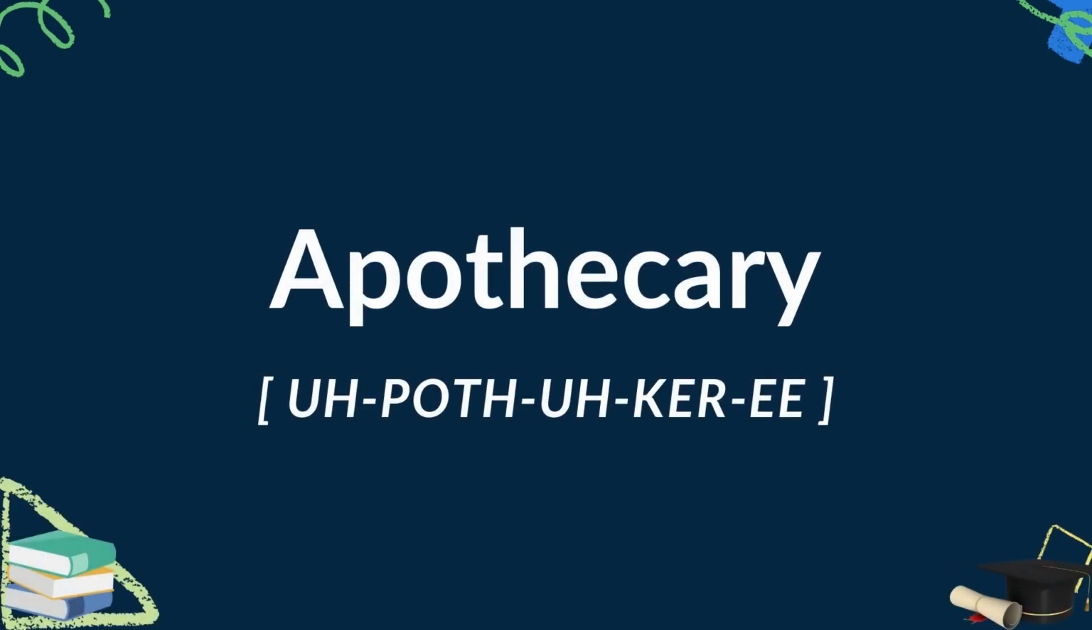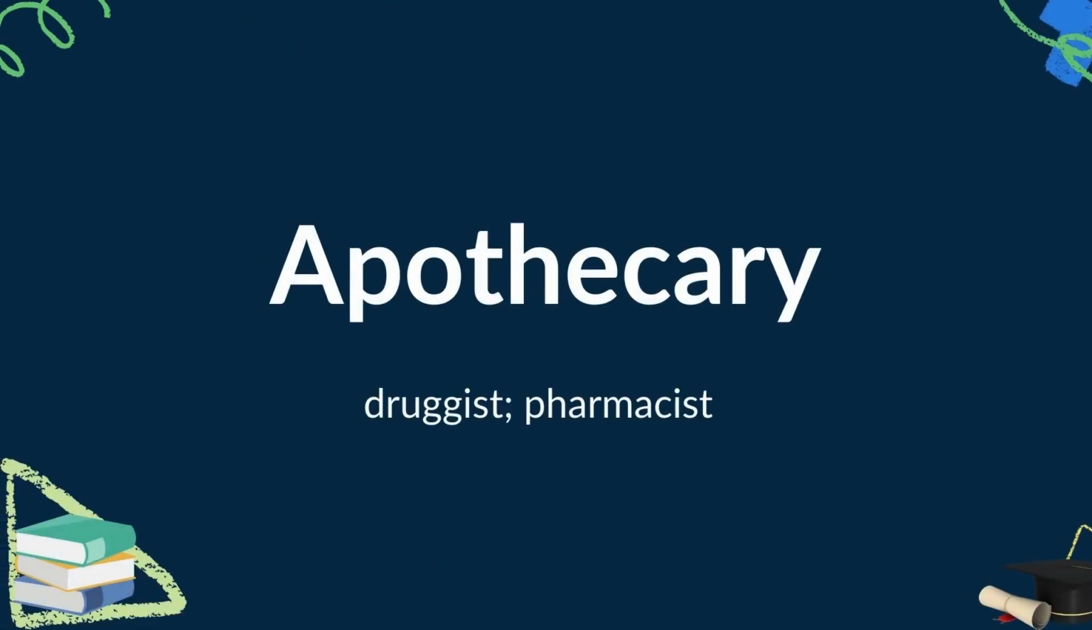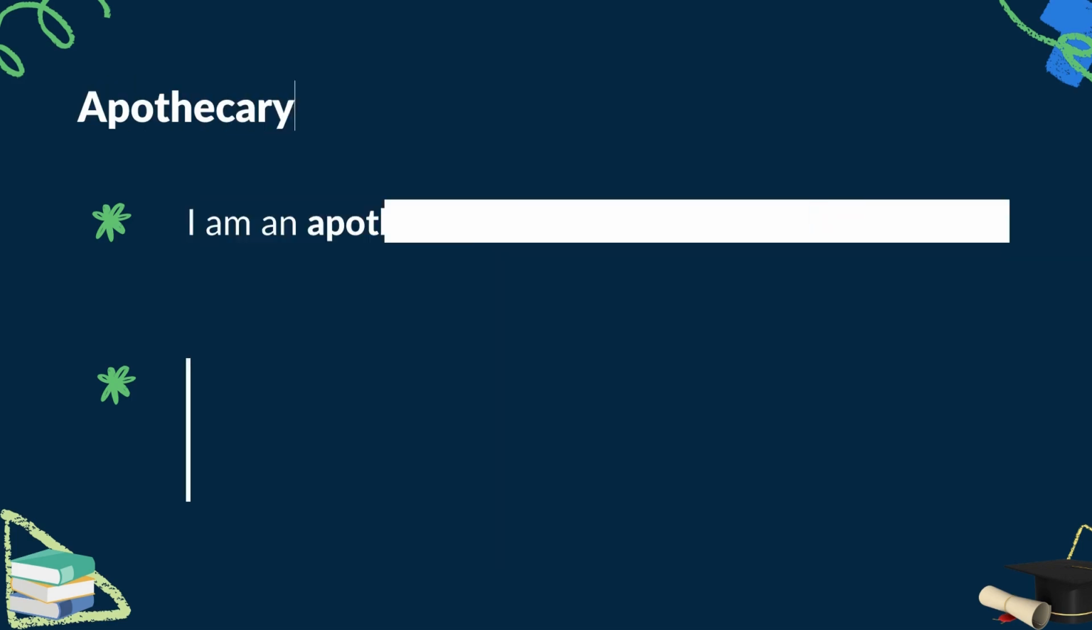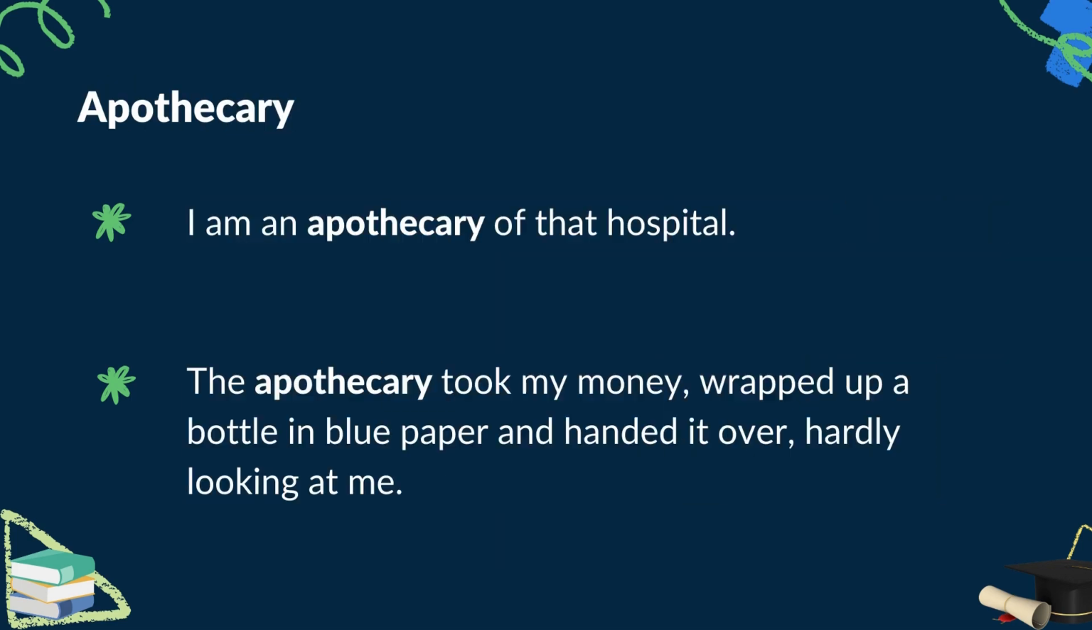The next word is apothecary. A-P-O-T-H-E-C-A-R-Y. Apothecary. Apothecary means druggist, pharmacist. Here are some ways you can use the word in a sentence. 1. I am an apothecary of that hospital. 2. The apothecary took my money, wrapped up a bottle in blue paper and handed it over, hardly looking at me.